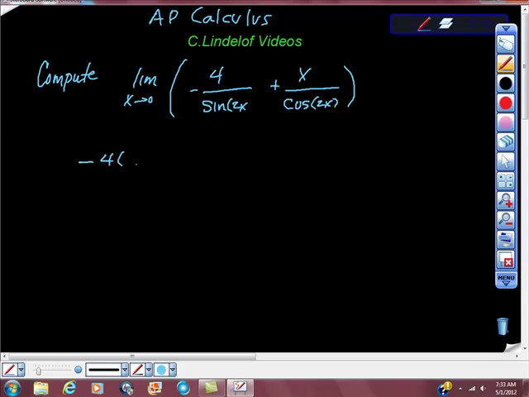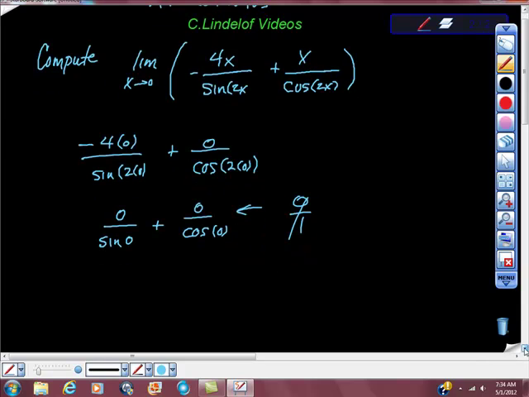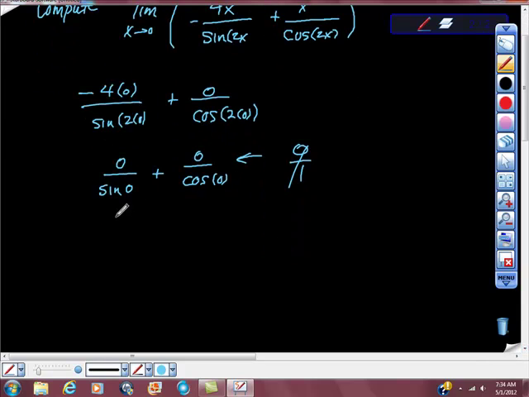We have negative 4 times, well, this should be x here, times 0 all over sine of 2 times 0 plus 0 over cosine of 2 times 0, right? And we get 0 over sine of 0 plus 0 over cosine of 0. Some of this is not bad news, because this goes to 0 over 1. That's defined, so we can deal with that. We can use that. That's 0. But this is undefined. We get 0 over 0, the indeterminate form.